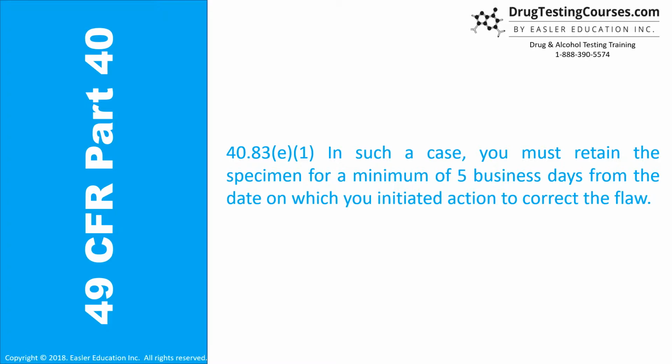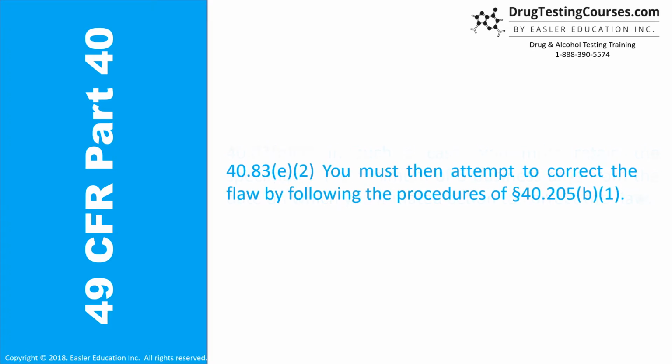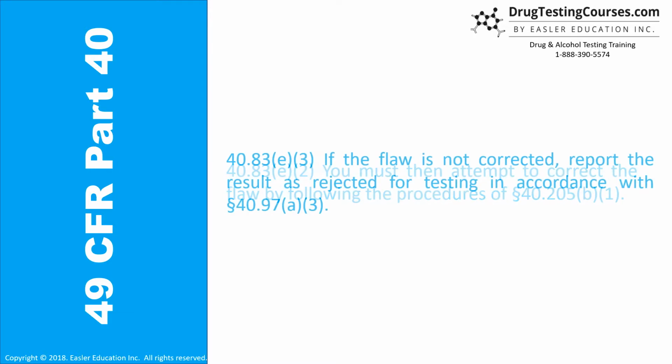40.83(e)(1). In such a case, you must retain the specimen for a minimum of 5 business days from the date on which you initiated action to correct the flaw. 40.83(e)(2). You must then attempt to correct the flaw by following the procedures of section 40.205(b)(1). 40.83(e)(3). If the flaw is not corrected, report the result as rejected for testing in accordance with section 40.97(a)(3).